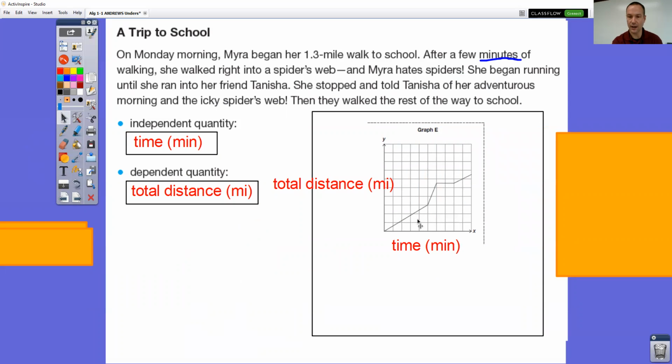So she's walking. She ran, all right, she began running. So that's going to go at a steeper slope, a steeper pitch to the line. Then she stopped for a little while. So her distance is not changing, but time keeps on going on. And then she's walking again.